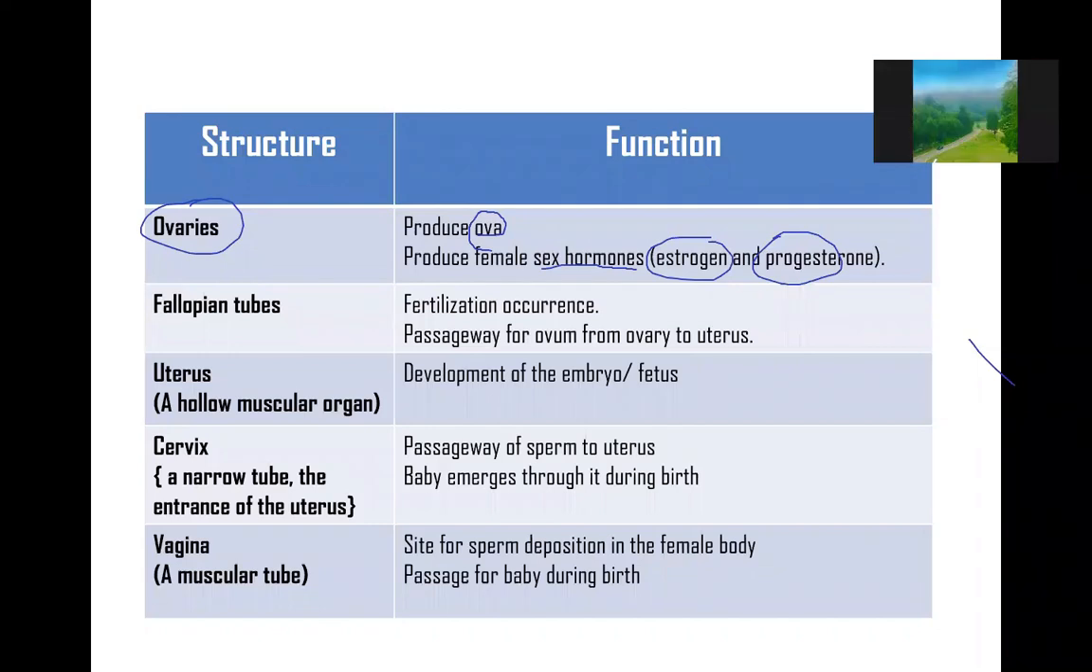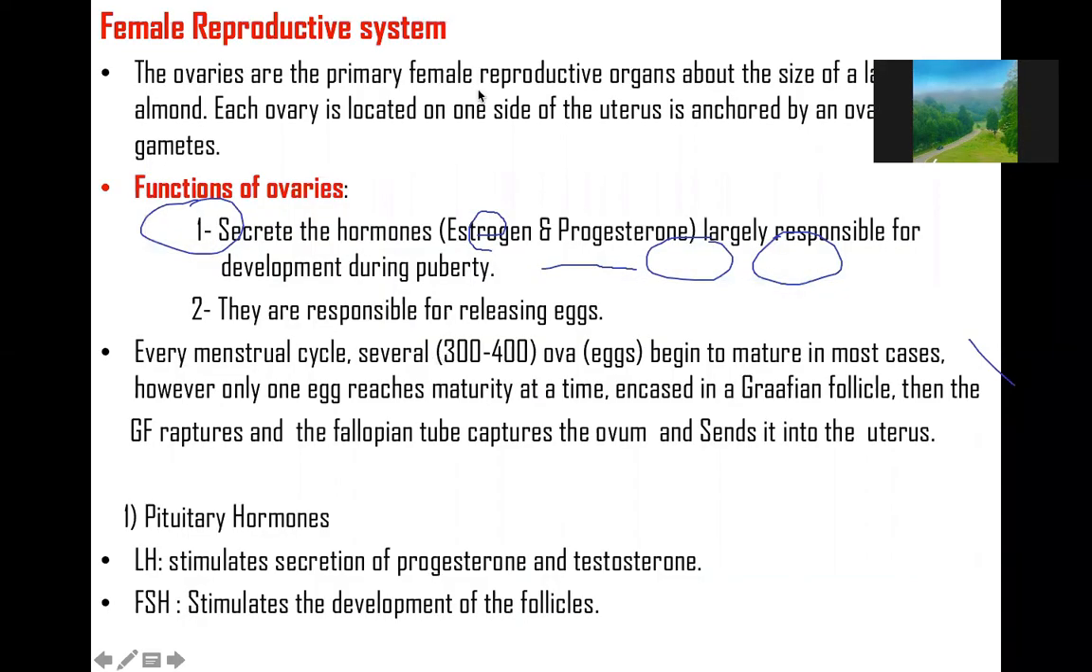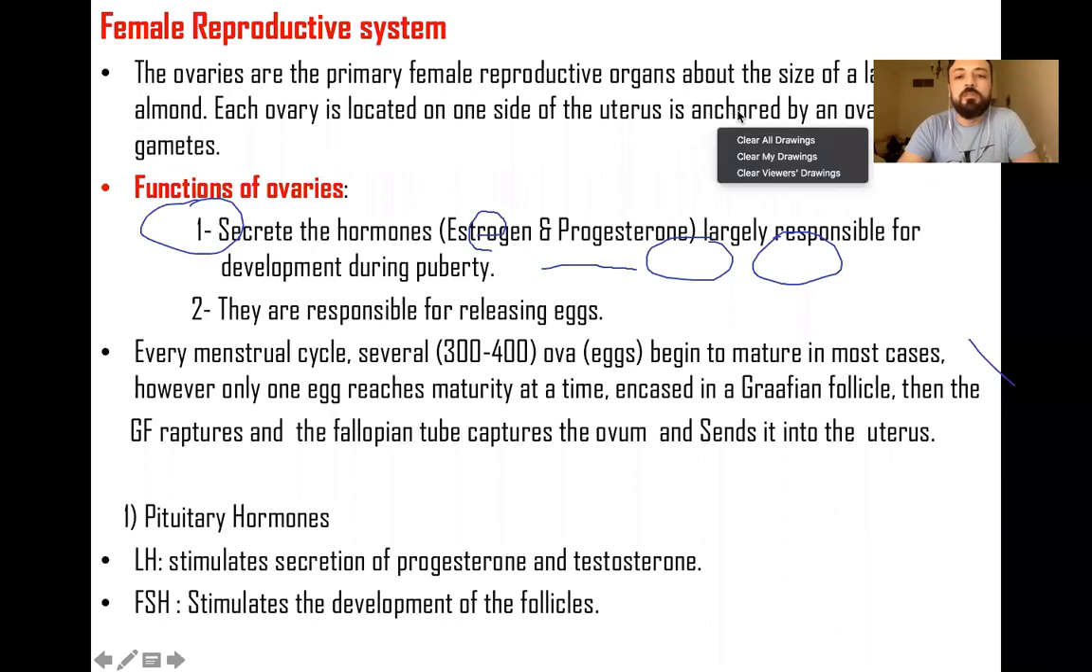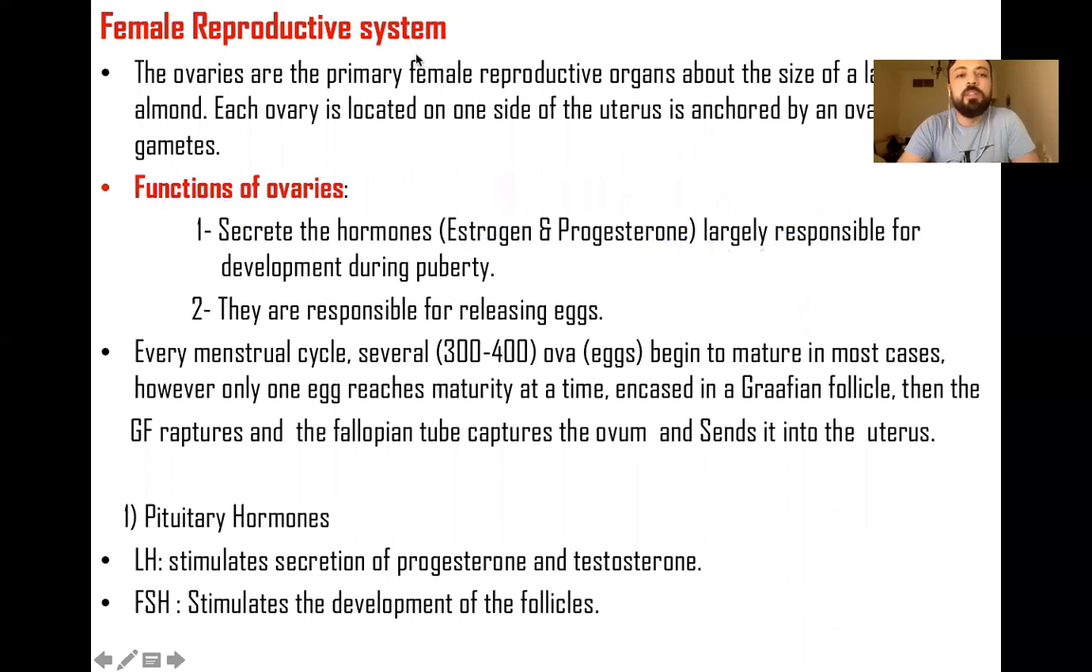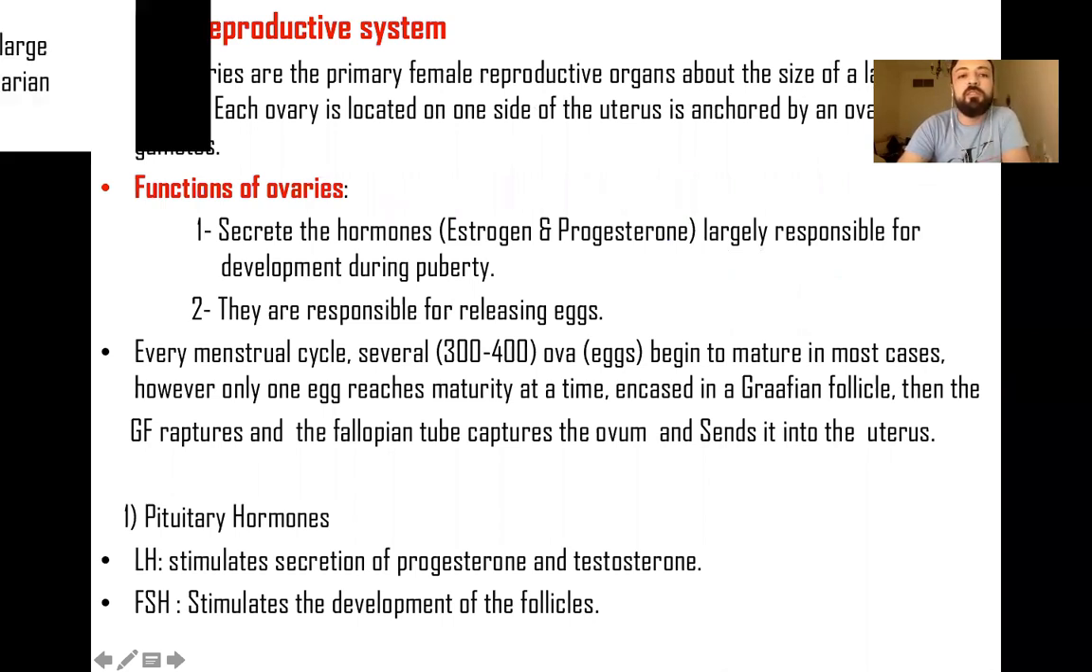So the cervix and vagina are passageways for the fetus to leave the mother's body if pregnancy takes place. If not, nothing will go outside except the egg. The egg might leave from the vagina. Right. So when we speak about the female reproductive system, ovaries are the primary female reproductive structure. They are the size of a large almond.